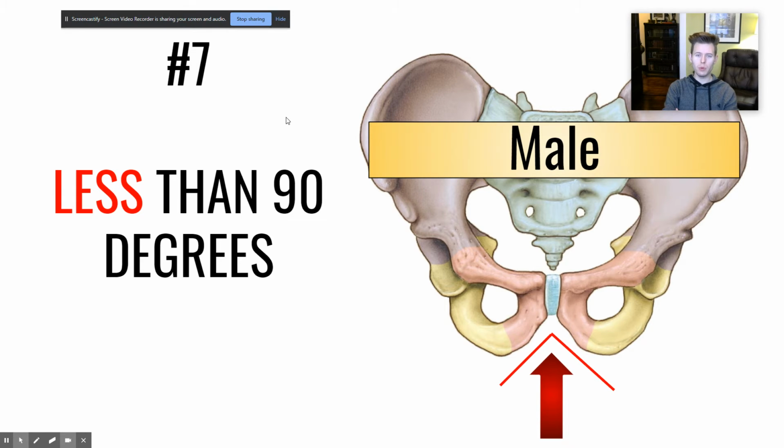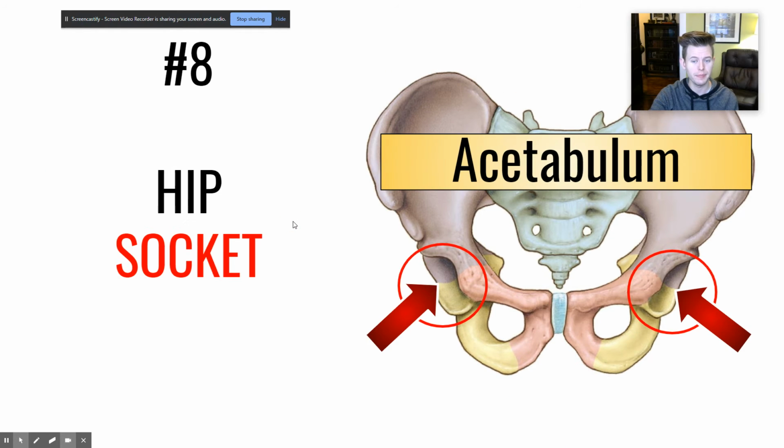Once they went through adolescence or puberty, there would be a hormonal change in the structure of the pelvis, causing it to become wider and the pelvic angle to increase in females. In males, it stays about the same. So if it's less than 90 degrees, it's going to be a male. If it's more than 90 degrees, it'll be a female.